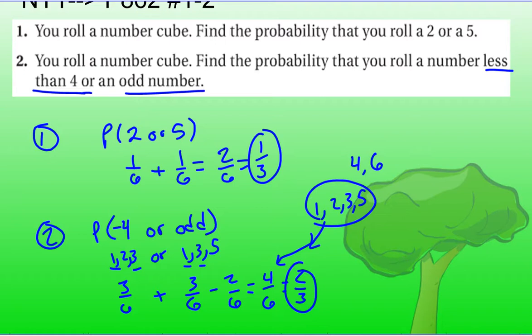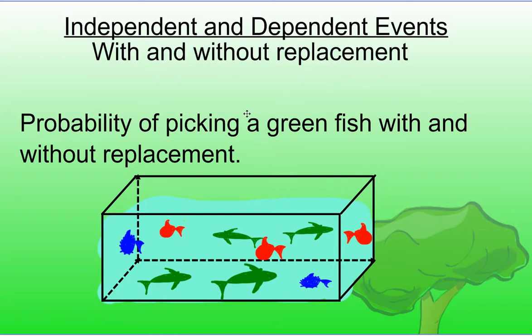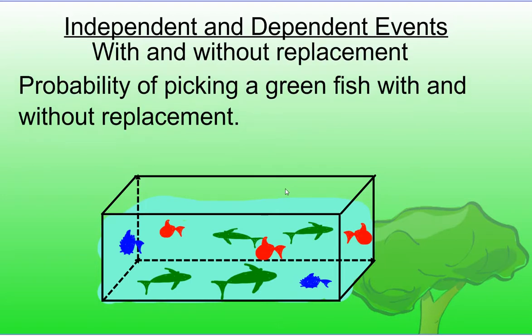Now the next thing we're going to look at is what happens with independent and dependent events. So what I have here is a picture of a fish tank with some different colors of fishes in it. And I want to show you what it means to do probabilities with and without replacement. Because you'll see that occasionally in your math problems. They'll say, well, what's the probability of picking a green fish with replacement? Or what's the probability of picking a green fish without replacement? I guess I should say picking 2 green fish.